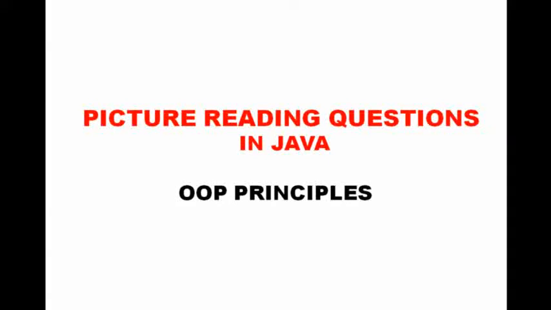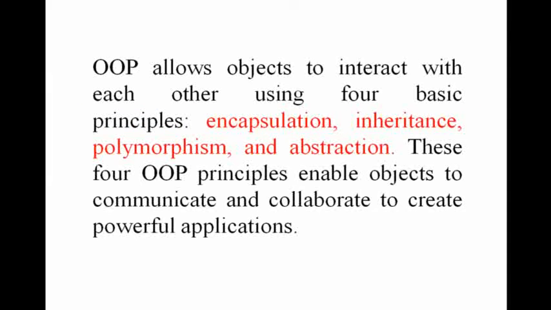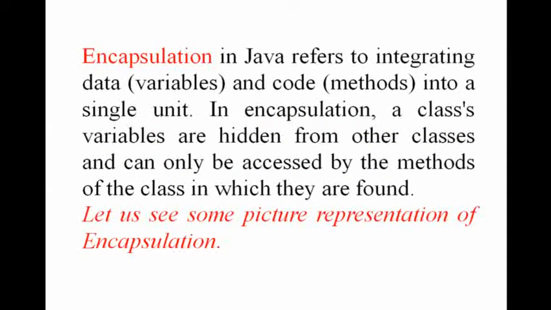Today our topic is picture reading questions in Java on OOP principles. OOP allows objects to interact with each other using four basic principles. They are encapsulation, inheritance, polymorphism, and abstraction. These four OOP principles enable objects to communicate and collaborate to create powerful applications.